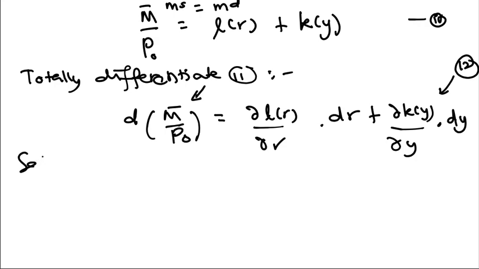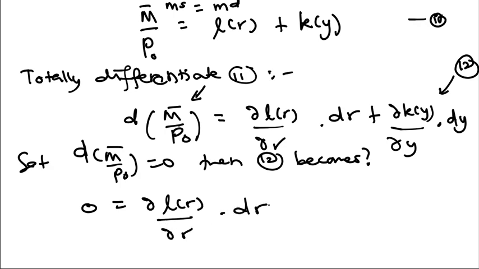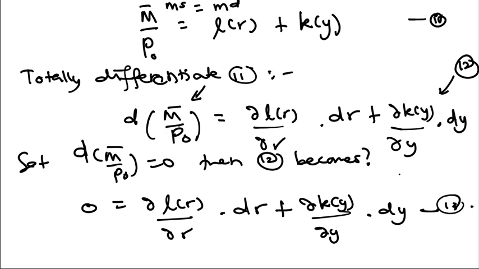So set dM over P naught equals to 0, then 12 becomes, what? It becomes 0 equals to delta LR over delta R times dr plus delta this one delta y dy. Call this equation 13. What do you need to do next?